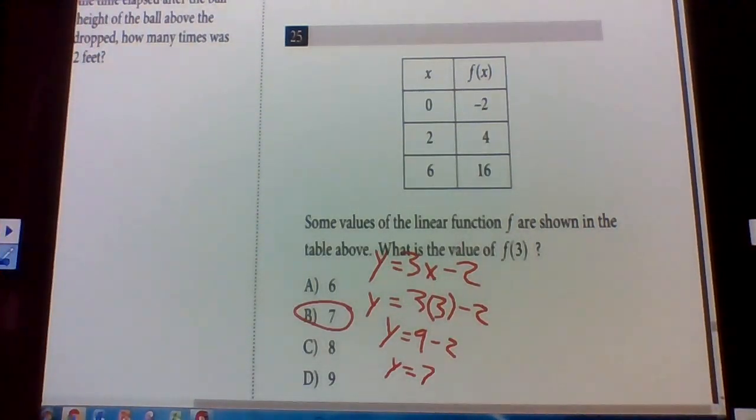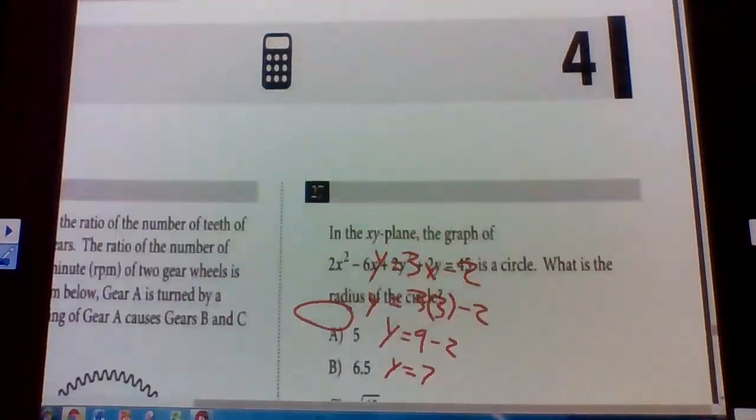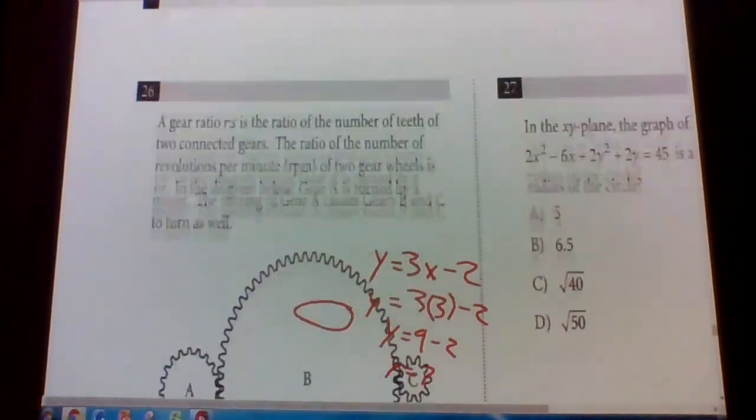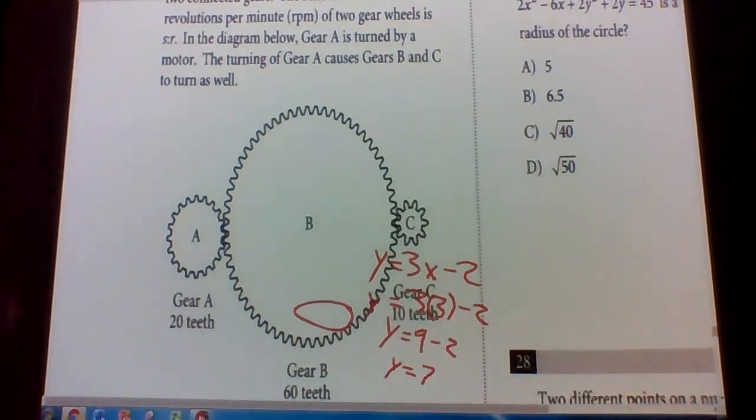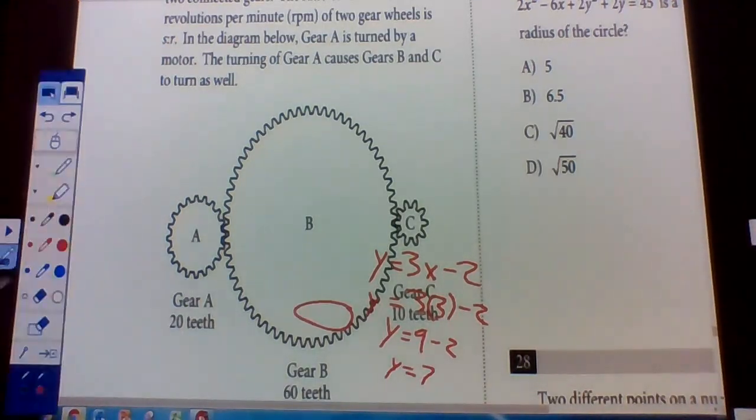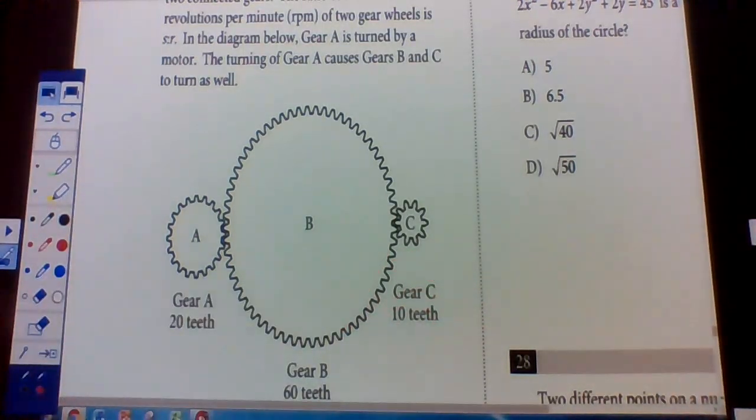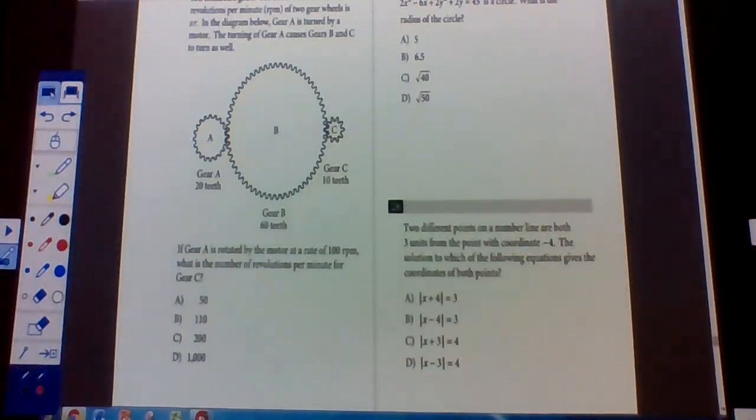Okay. 26. I have to zoom out again. Okay.